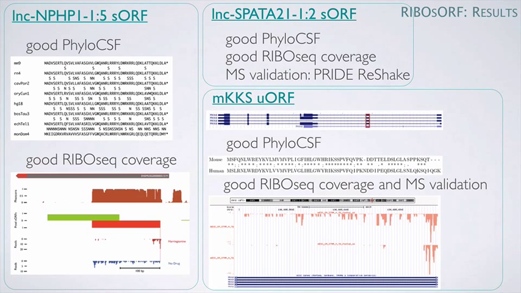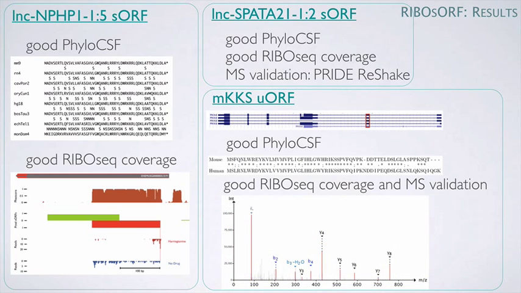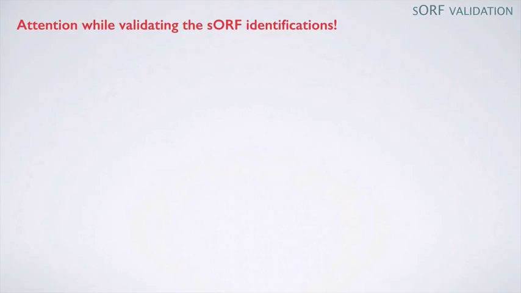And then another one is an example of the MKKS gene, where, as you can see, it's antisense, so it's this direction. This is the canonical start site. Within this upstream region, you have an upstream open reading frame, which is well conserved between mouse and human. It also has nice ribosome profiling coverage, and it also has nice mass spectrometry validation as well. This came from the synaptosome enriched data set.